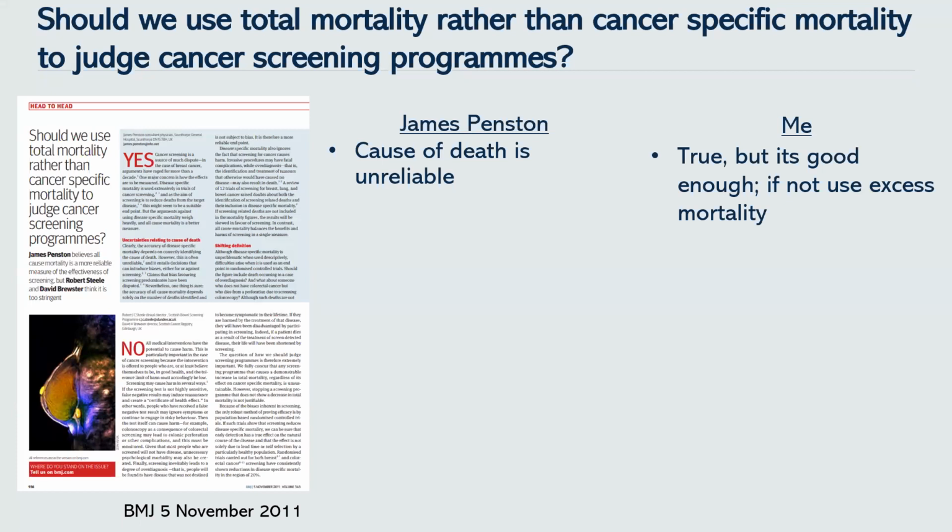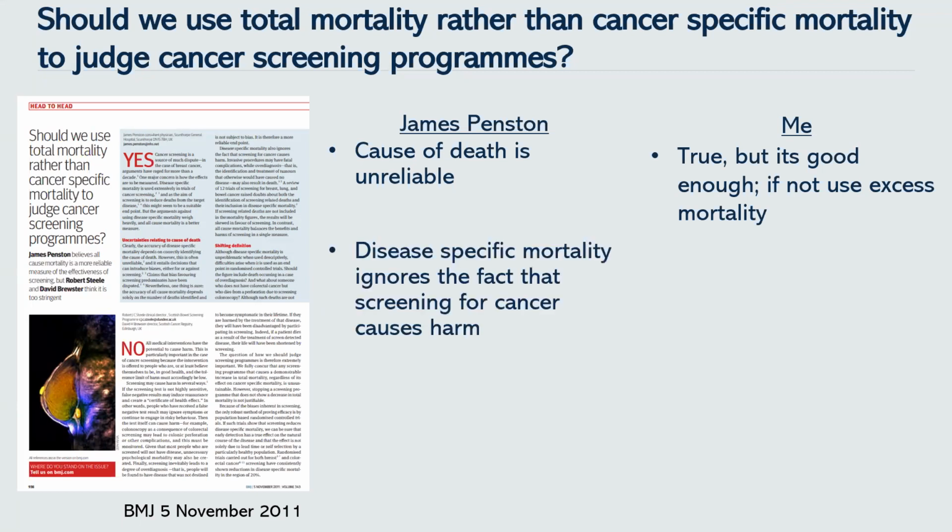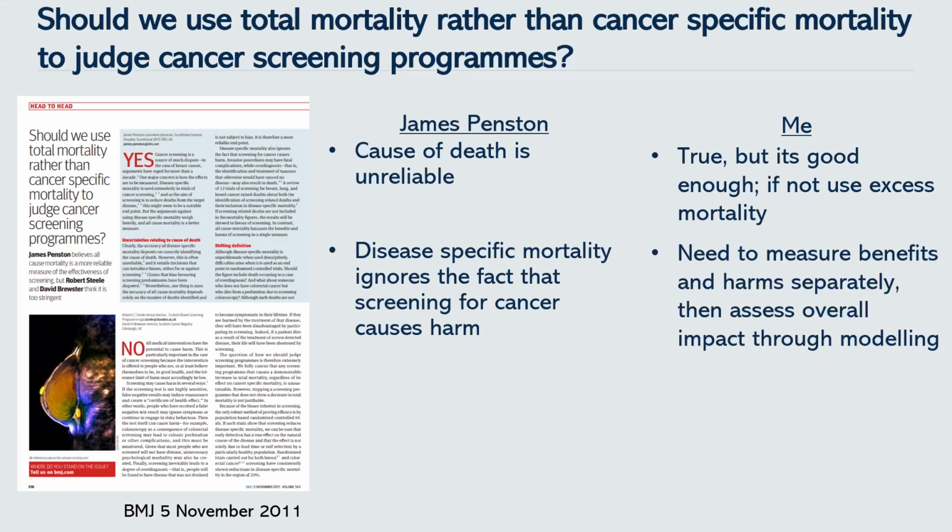Going back to what Rory Collins said, in virtually all places where you do randomized controlled trials of screening, cause of death is recorded pretty well. And if it's not, you can always use excess mortality, which is far better, I would argue, than all-cause mortality. The second argument he had was that disease-specific mortality ignores the fact that screening for cancer causes harm. And I would say that we do indeed need to measure the benefits and harms, but we need to measure them separately and then put them together to assess the overall impact through modeling.